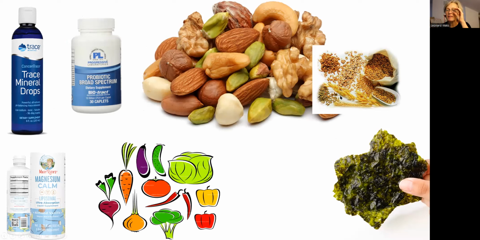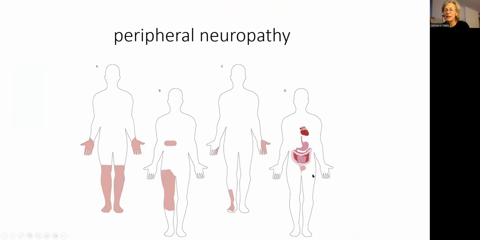But here I will be talking about the plan. It has to include complex carbohydrates, nuts and seeds, probiotics, trace minerals, magnesium, cooked fruits and vegetables, and seaweed. I will explain why. Now, let's go.